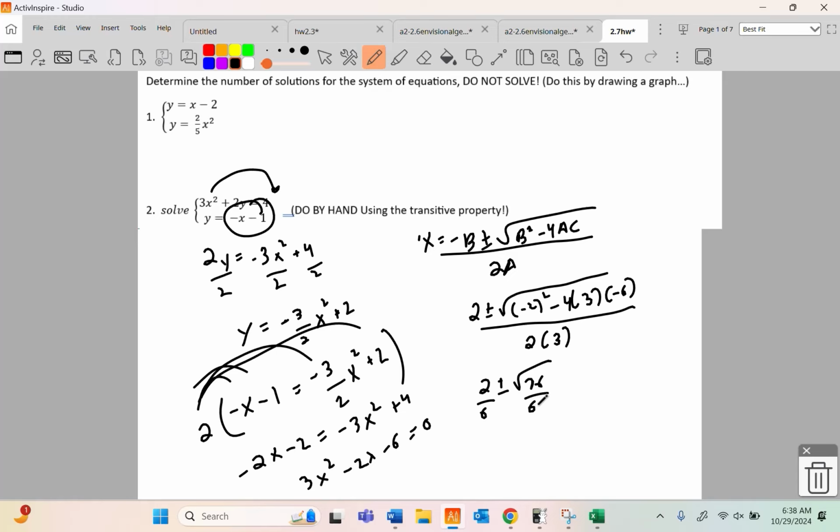Root 76 is divisible by 4. 76 should be root 4 times 19. So root 19, which is going to be 2 roots of 19. 2 over 6 is a third. And let's think about this. 2 roots of 19 over 6. What does that reduce down to? Well, 2 over 6 is also a third. It's supposed to be a 19, sorry. So 1/3 plus or minus root 19 over 3.